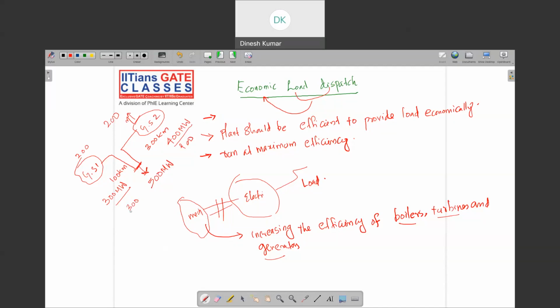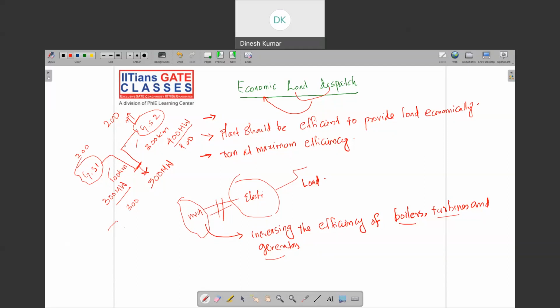So this is basically known as the economic load dispatch. We have to consider the losses, we have to consider the efficiency, and we have to consider something known as the incremental fuel cost. I will be explaining that later. All these things you have to consider, and only then can we decide how much load this has to give and how much load this has to give.